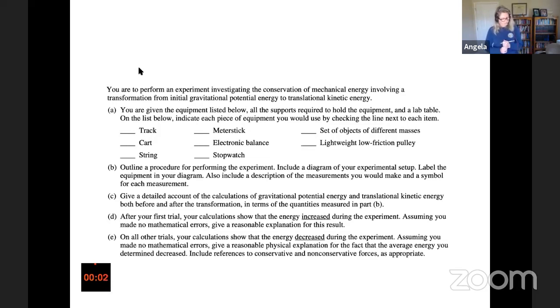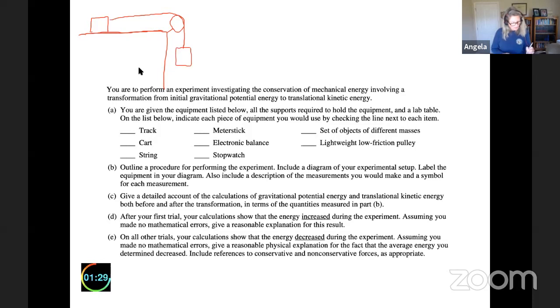Okay, so this is kind of open-ended. I mean, you're just testing conservation of energy, right? Well, okay, they do say it has to start with initial gravitational potential and end with kinetic. So there's many ways you can do it. I'm just going to draw one. So if you had a track, like an air track or any kind of dynamics track, and you put a cart on the track, and then you connected it to another object, a hanging object, I'll call this M1 and M2.